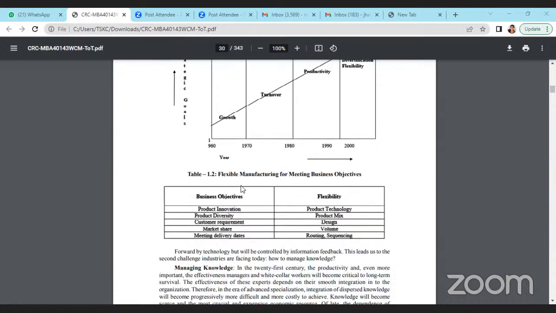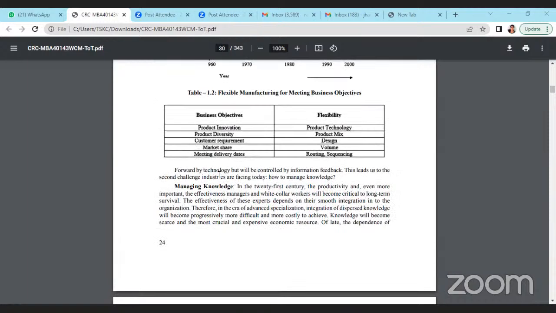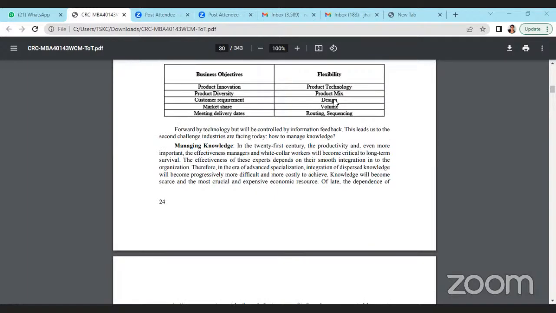Next, flexible manufacturing for meeting business objectives. So these are business objectives, and this is flexibility. The business objective will be product innovation, and the flexibility will be product technology. Then product diversification and product mix. Customer requirement is met through design; the flexibility is that the customer wants it, so we are going to have design flexibility. Market share means what volume you are going to sell or purchase. Next, meeting delivery dates, where we go to routing and sequencing. Delivery dates are handled with the help of statistical tools.